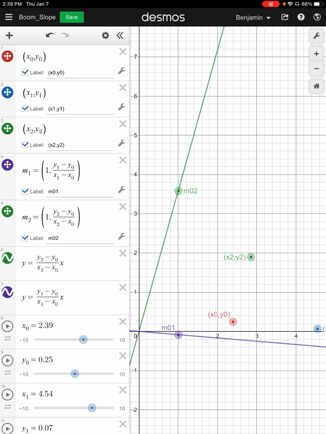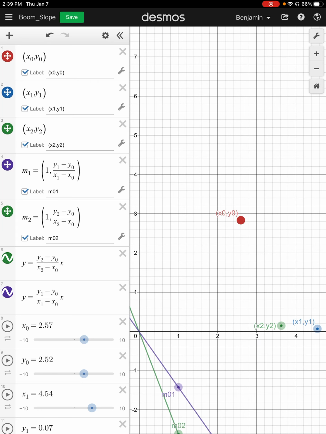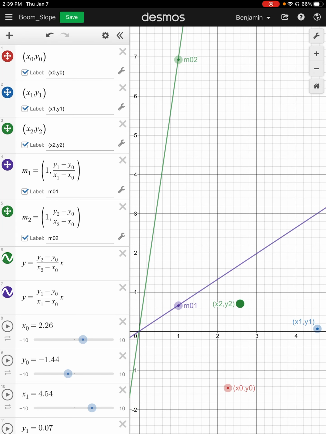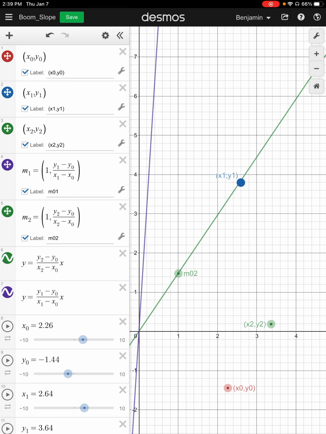Right, and this works in all orientations. Right, if we go here. Right, so this is just a cool way of showing how the slopes interact when we're dealing with these points.